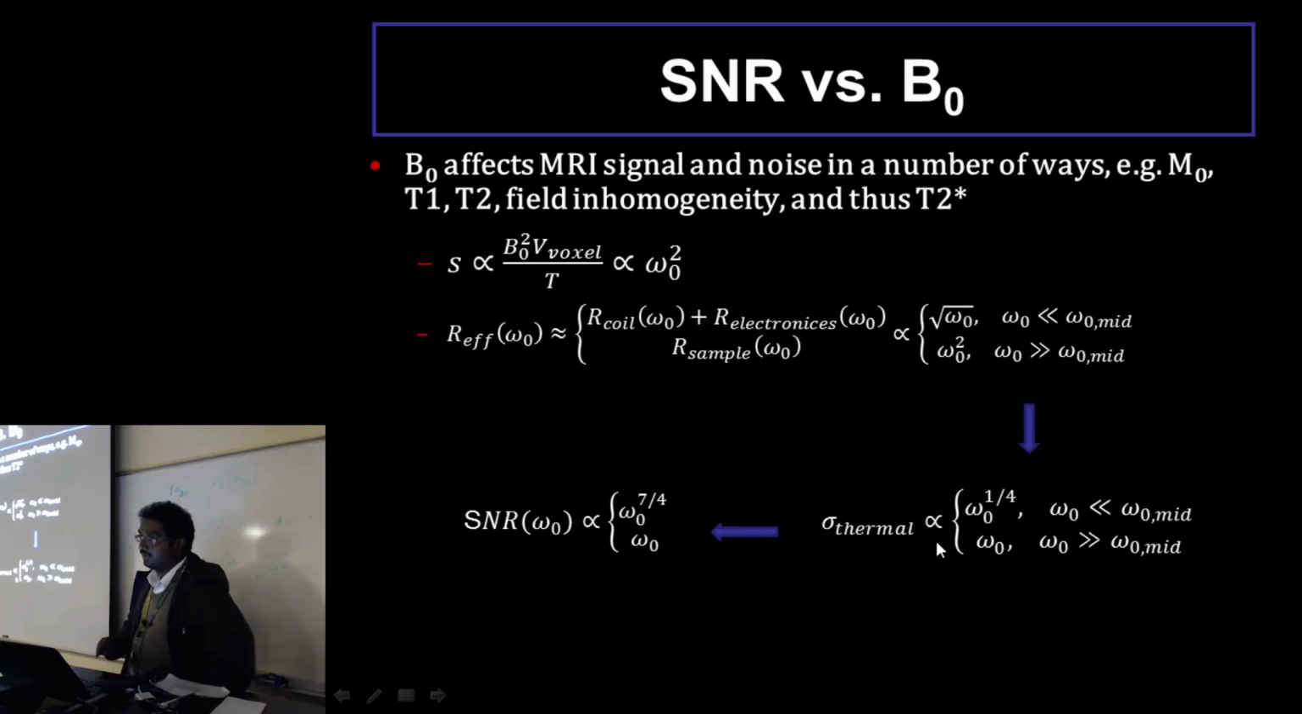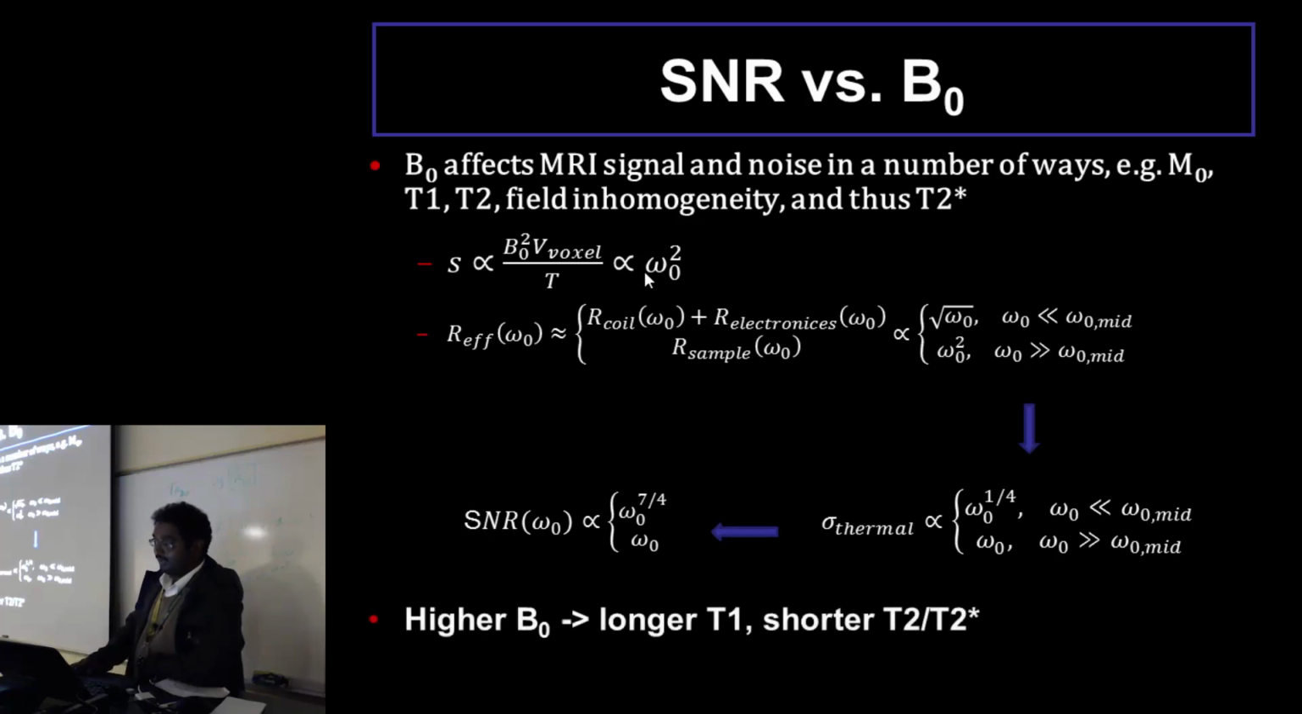So signal to noise ratio increases with field strength linearly, not as a square. So that's why if your signal to noise ratio is 10 units in 1.5T, it's not 100 units in 3T, it's only 20 units in 3T. But still that linear increase is quite a big incentive to go to higher field strengths.